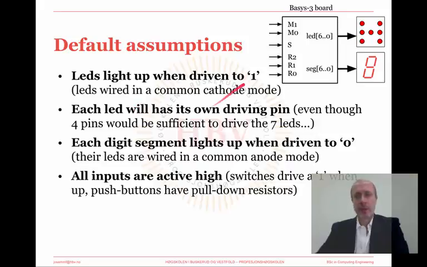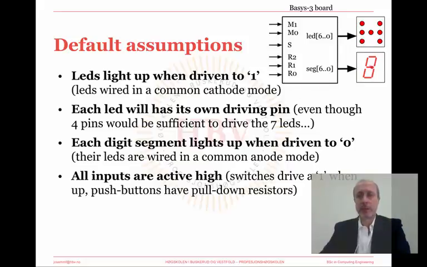Also, we may assume that each of these LEDs, which we can use to represent the dots, will have their own driving pins. Well, in fact, this wouldn't be necessary because 4 outputs would be sufficient to drive the 7 LEDs. And this happens because 6 out of those 7 LEDs light up in pairs. For example, the top right LED always lights up together with the bottom left LED.